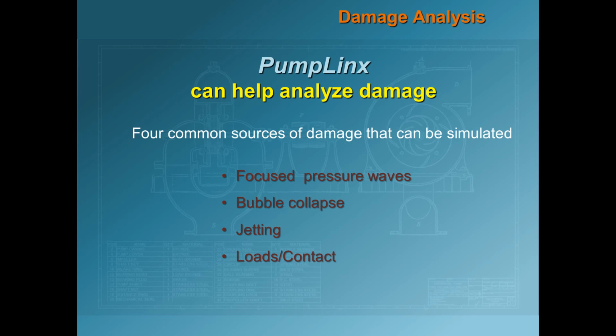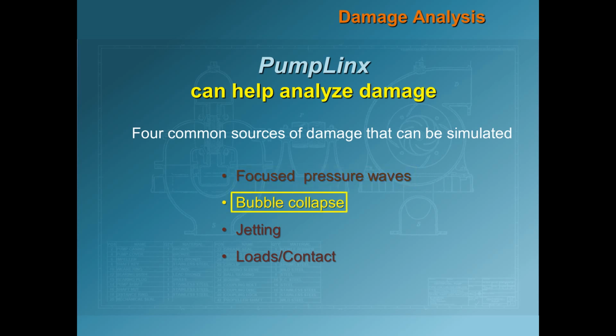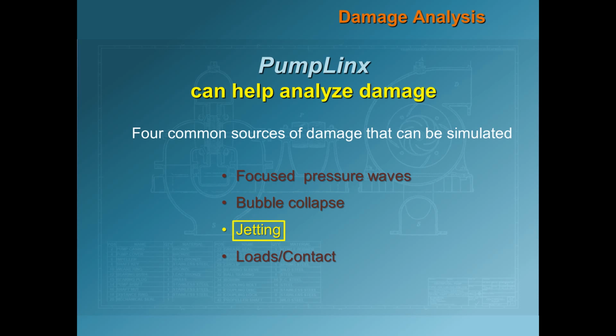Here are some common sources of damage which can occur in devices with valves and other systems with high pressure gradients. Earlier, we saw that pressure waves were created when the valves opened or closed. Also, jetting occurred under the outlet valve, which led to the formation and collapse of bubbles. Finally, we saw that the outlet valve did not close completely, which caused leakage and jetting.